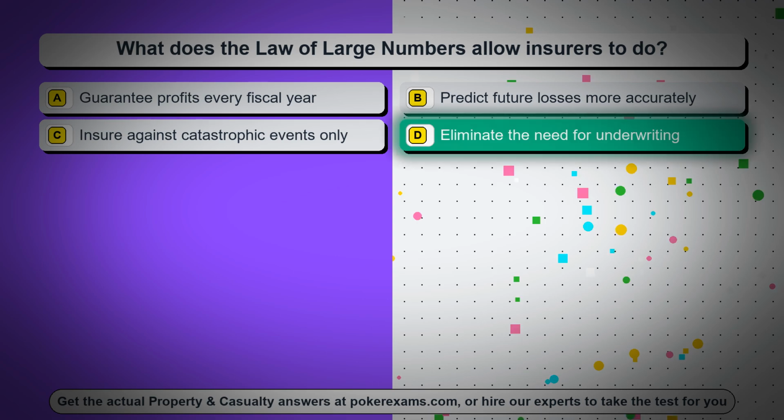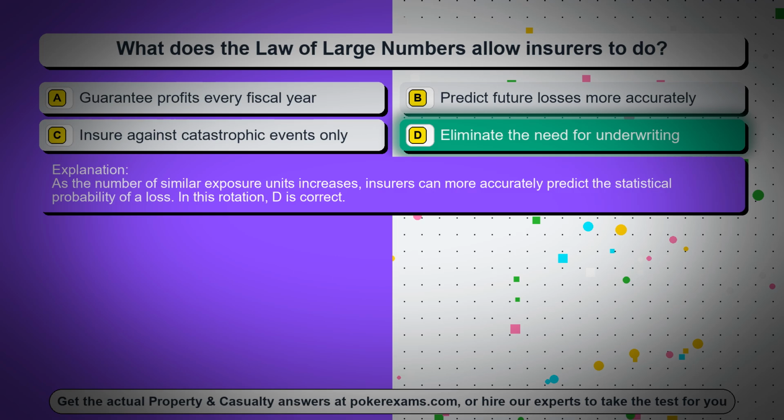The correct answer is option D, eliminate the need for underwriting. As the number of similar exposure units increases, insurers can more accurately predict the statistical probability of a loss. In this rotation, D is correct.